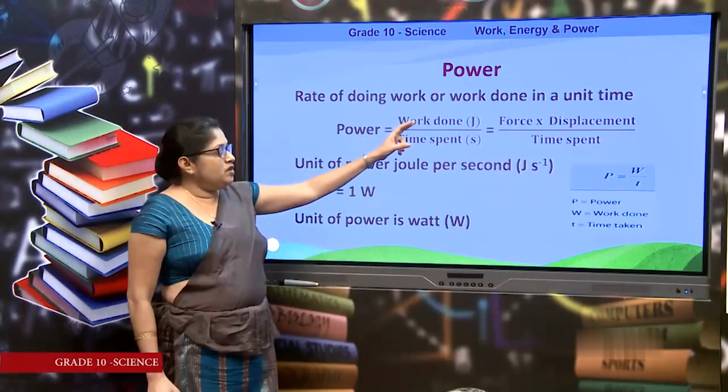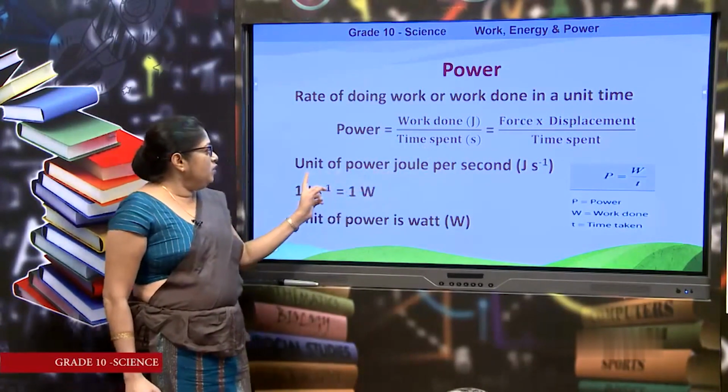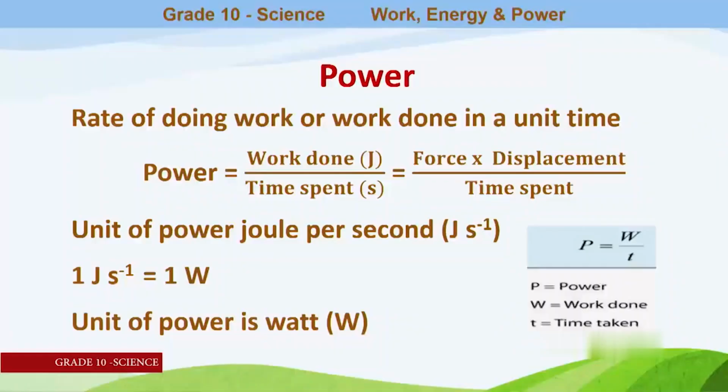If work done is measured in joule and time measured in seconds, the unit for power is joule per second, J S to the power minus 1. So, 1 joule per second equals 1 watt. So, the unit of power is watt. We can write the equation for power using symbols like this: P is for power, W is for work done and T is for time taken.